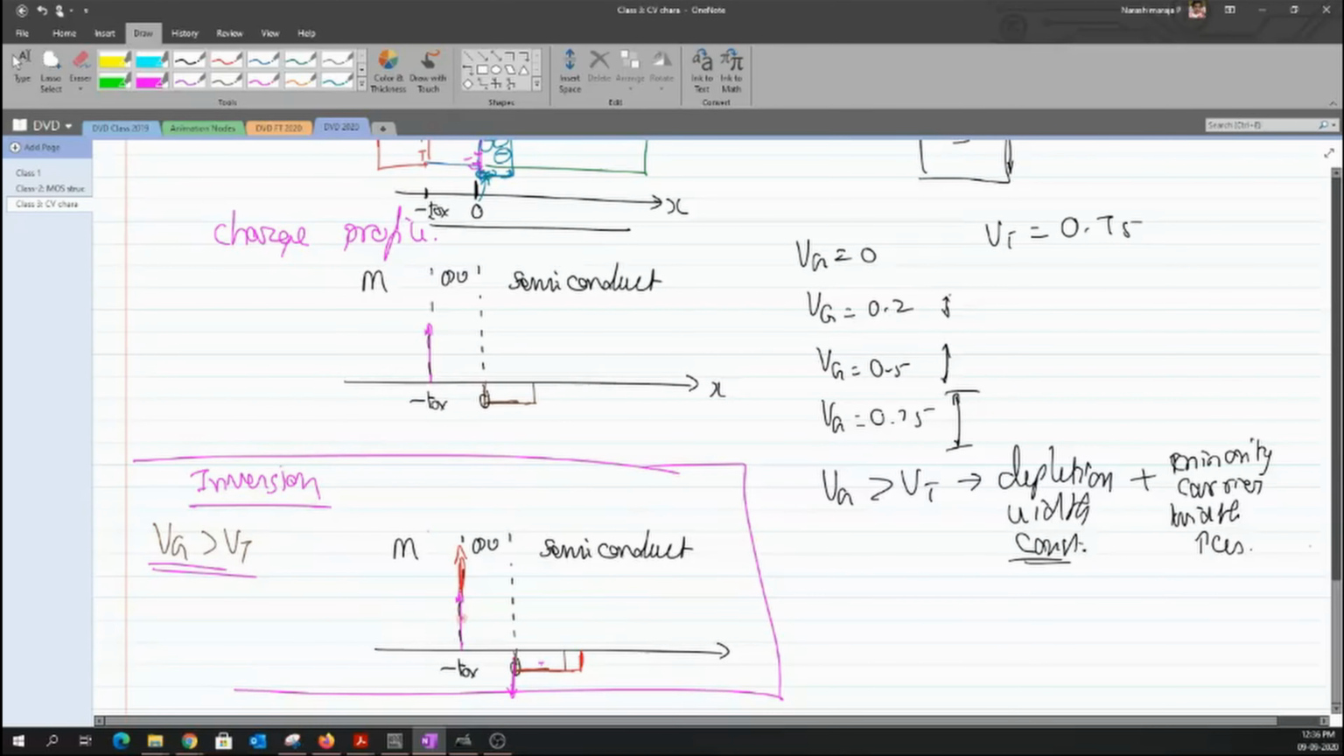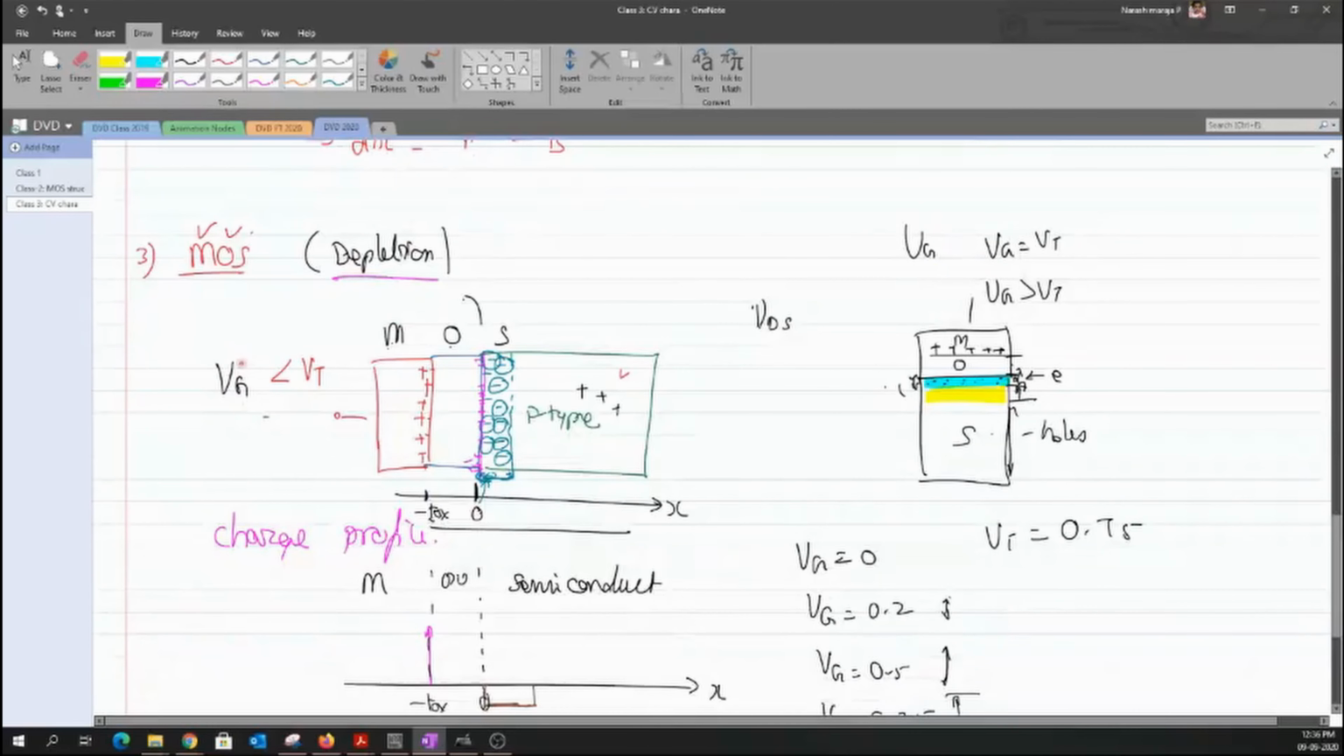Sir, can you please brief once again about this diagram? Like this particular picture? Yes, I'll do that, okay?